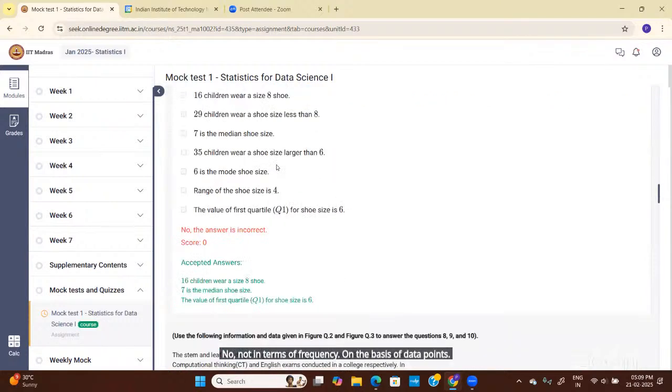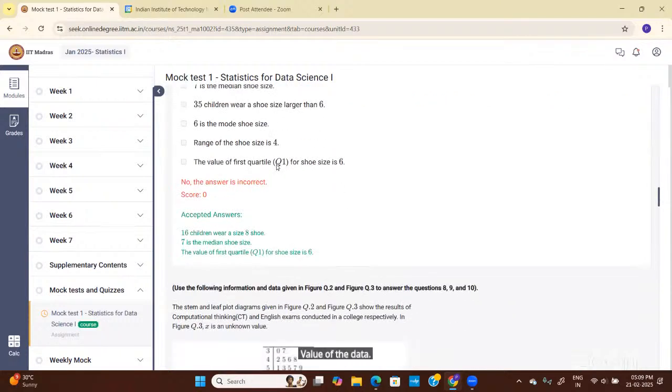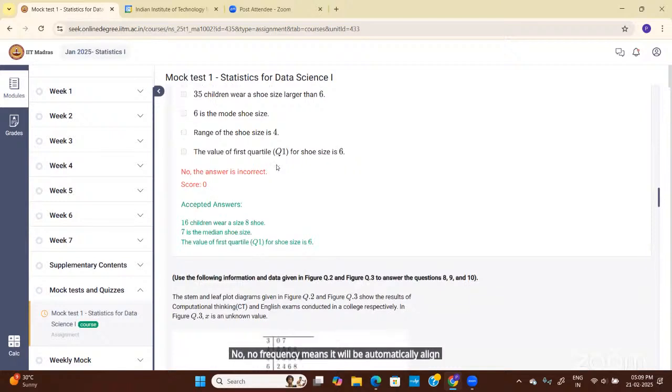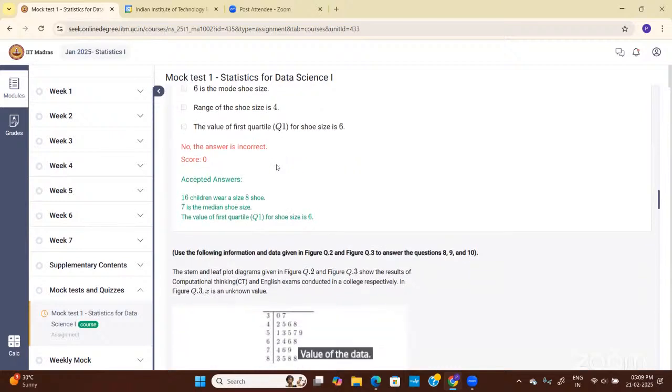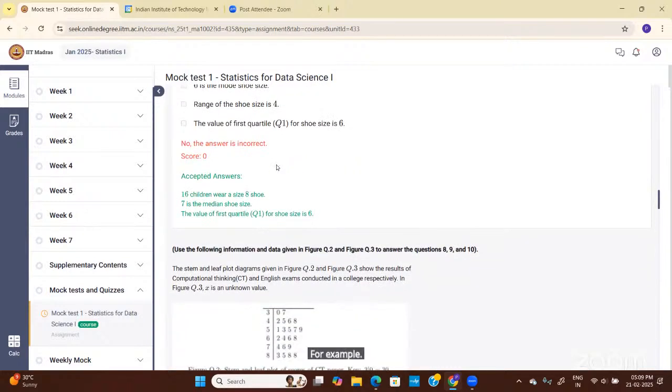Now the frequency will be automatically aligned, right? Ascending or descending, it will be automatically assigned. For example, a repetition of 4 times means it will be ascending only.